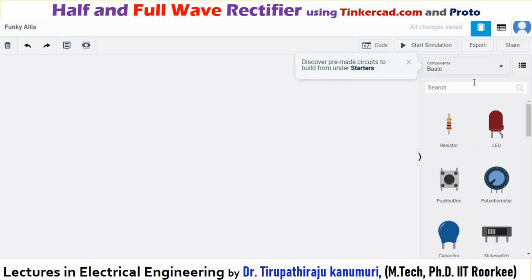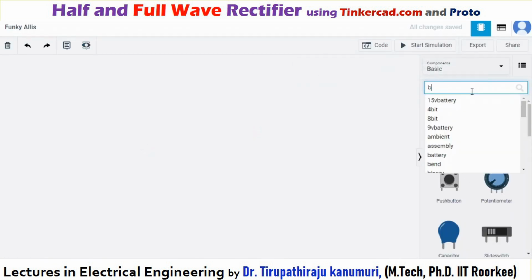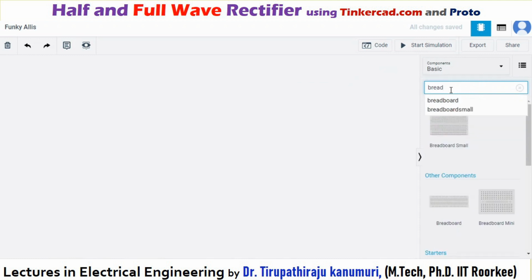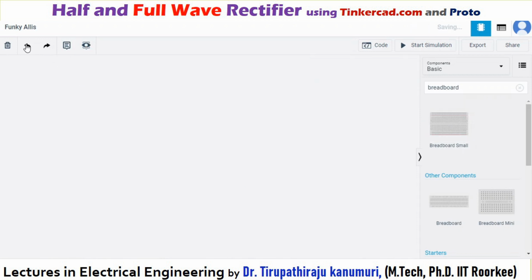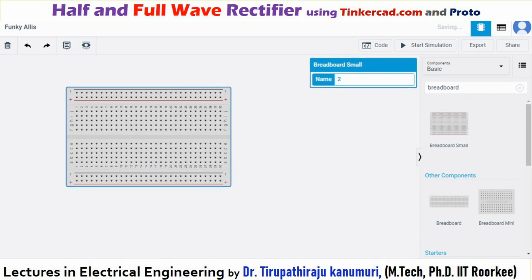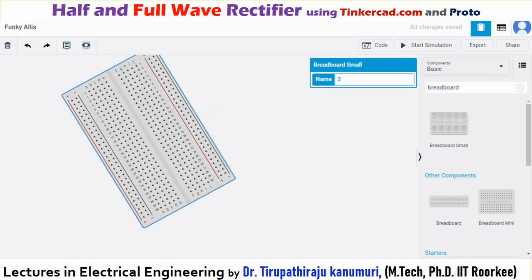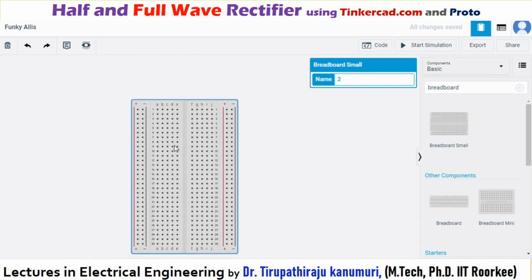The basic thing that is required is a breadboard. So I am searching for the breadboard. For example, I am taking some breadboard. This breadboard I am placing here. I am just rotating it so that the connection will be easy. Let me place it again. So I have placed it here, and I have just rotated this one. Okay, this is placed here.